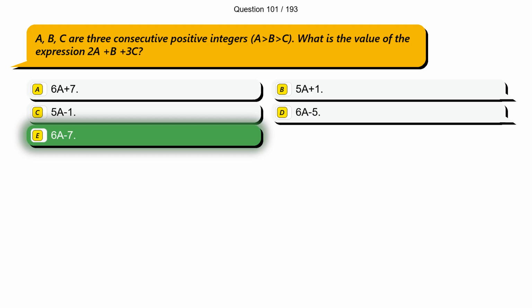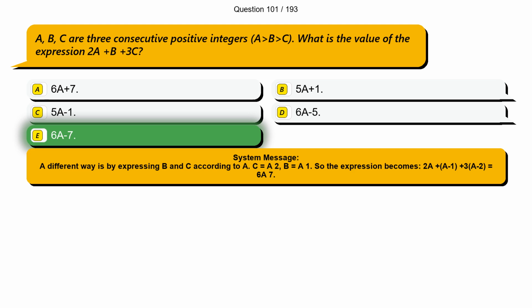The correct answer is option E, 6A7. A different way is by expressing B and C according to A: C equals A2, B equals A1. So the expression becomes 2A plus (A1) plus 3(A2), which equals 6A7.